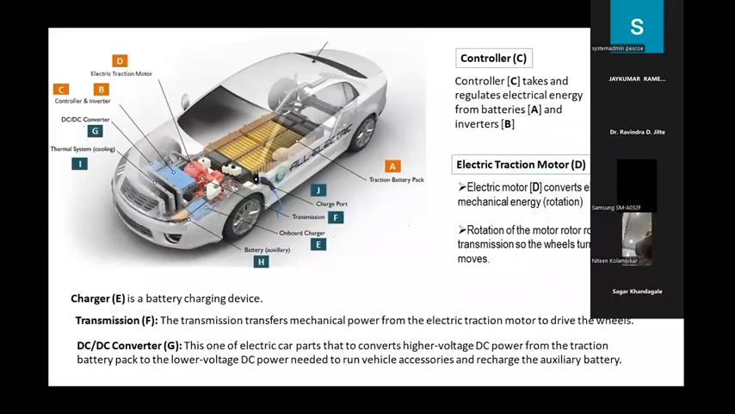The system will be driven by the electric motor, and the power to the electric motor will be given by the battery. The electric traction motors convert the electrical energy into mechanical energy, that is, the rotation. This rotation of the motor rotates the transmission so that the wheels turn and then the car moves. In addition, we have the charger for facilitating the charging of the EVs, the transmissions, and the DC to DC converters.